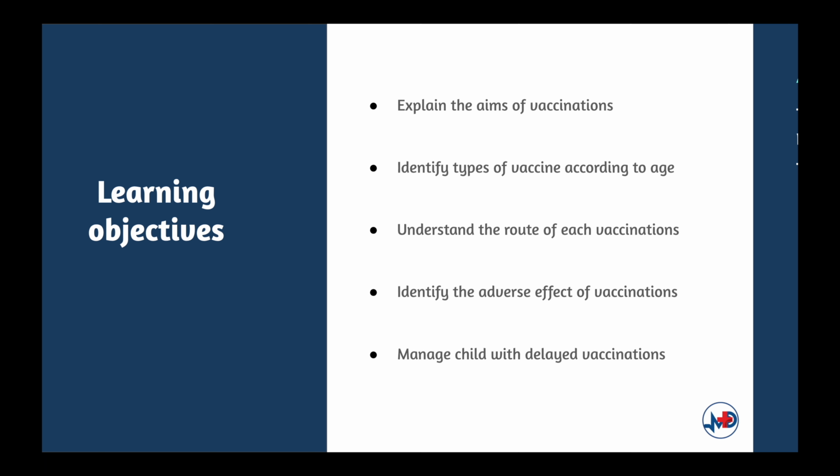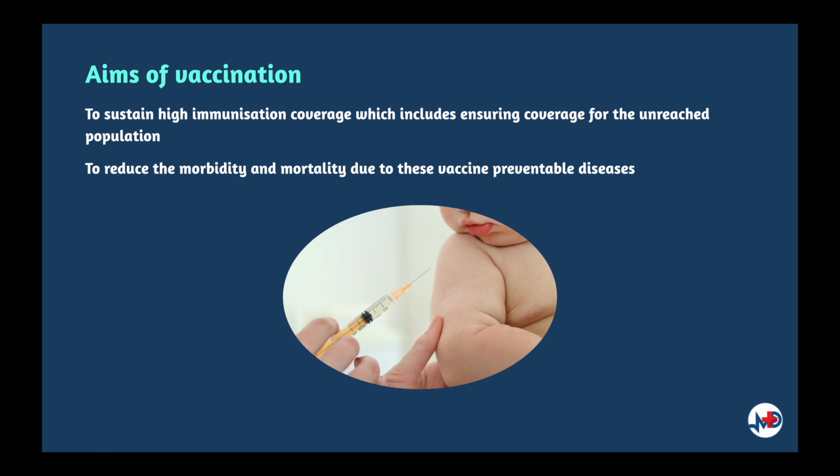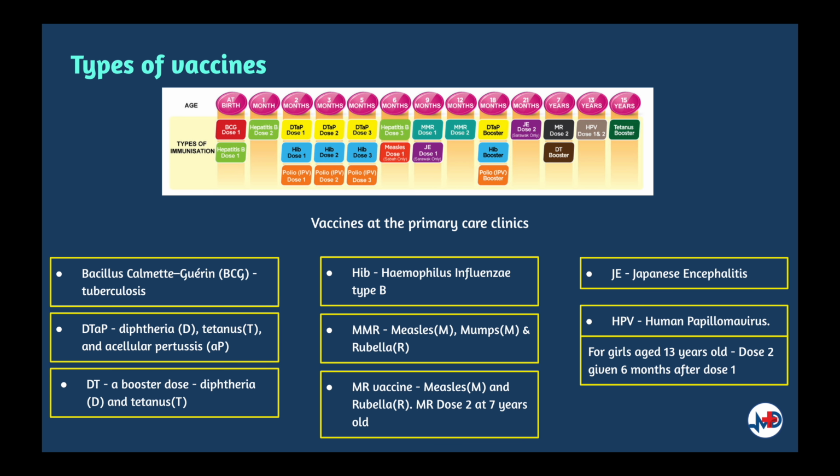Let's get started. In Malaysia, Public Health has outlined an immunization program for children since they are born. This is to make sure that they achieve objectives as below, which is to sustain high immunization coverage, which includes ensuring coverage for the unreached population, to reduce the morbidity and mortality due to these vaccine-preventable diseases.